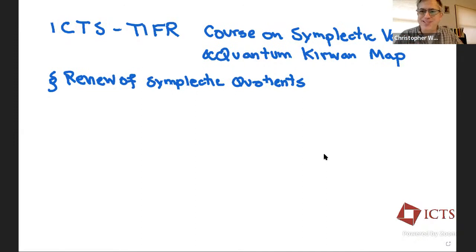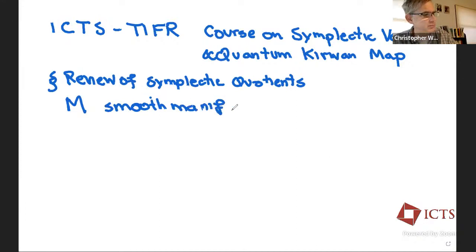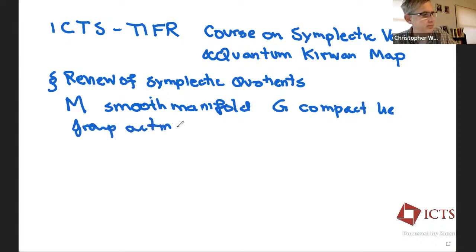One never knows with these courses exactly where to start. I'm assuming that there are some students in the audience, and so I may not be familiar with the theory of symplectic quotient. So if I'm going too fast or too slow, just let me know. So M will be a smooth manifold. And G will be a compact Lie group acting on M, and 𝔤 will be its Lie algebra.